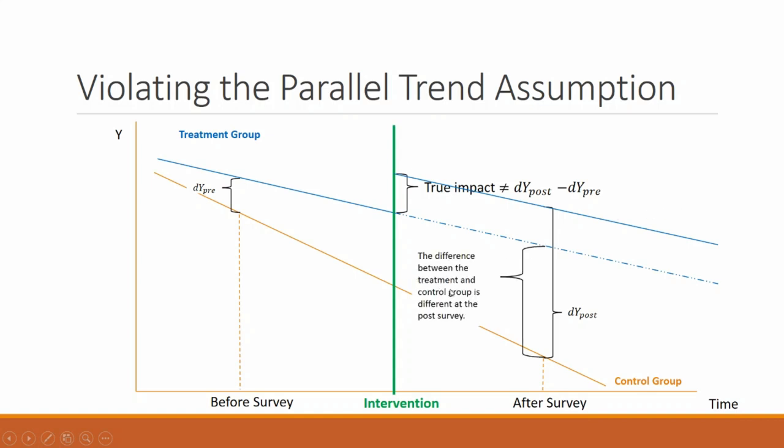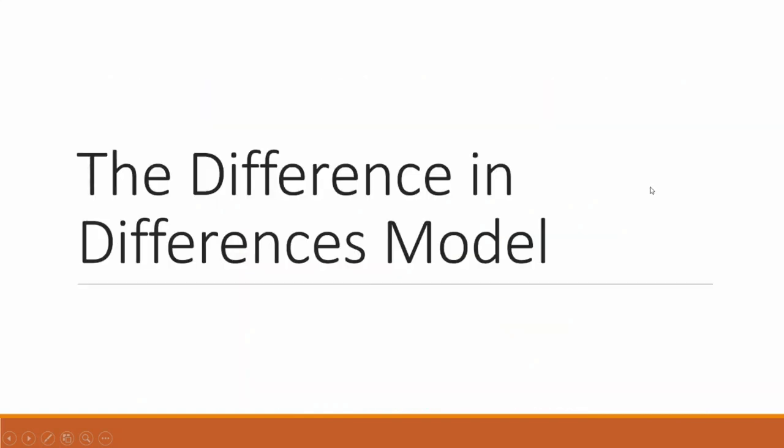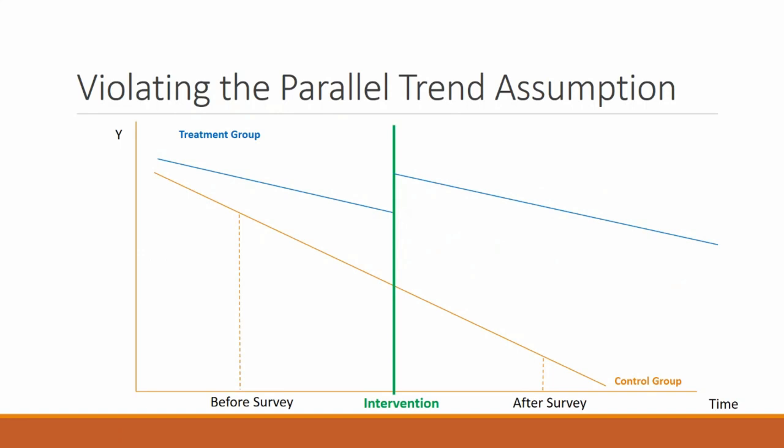So the difference between the treatment group and the control group is different at the post survey relative to the pre-survey. And therefore, I can't control for this amount of difference using the data before the intervention. So if we do not have a parallel trend, we will have a biased estimate. Hopefully that gives a super clear intuition about what a difference in difference model does and why we need this parallel trend assumption.